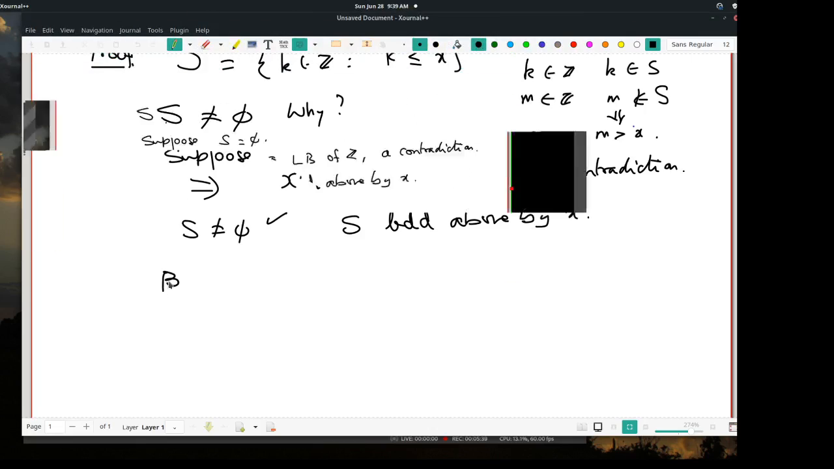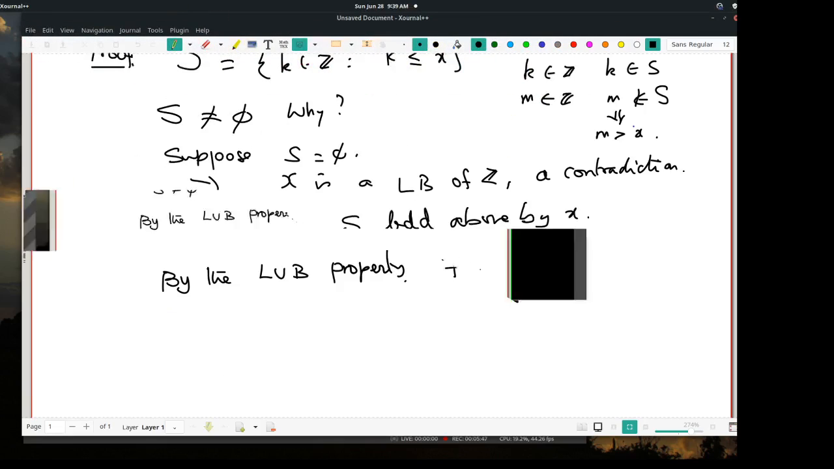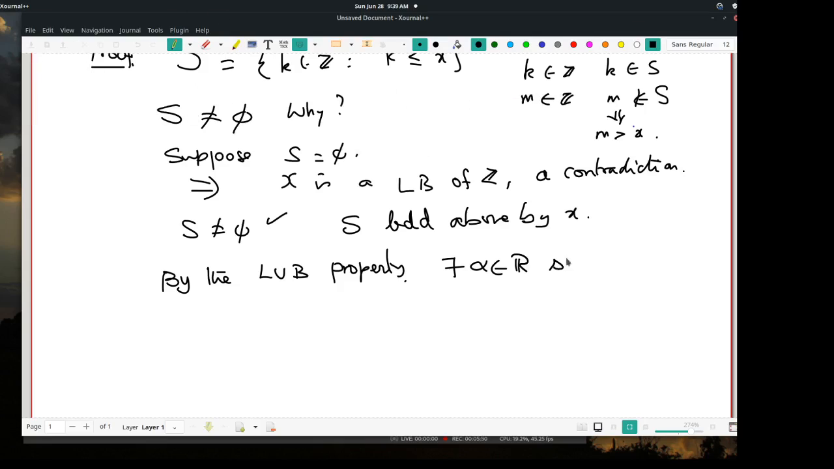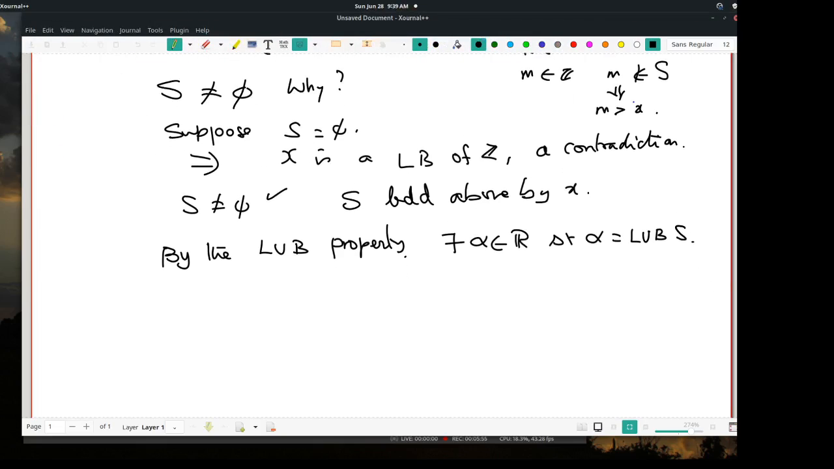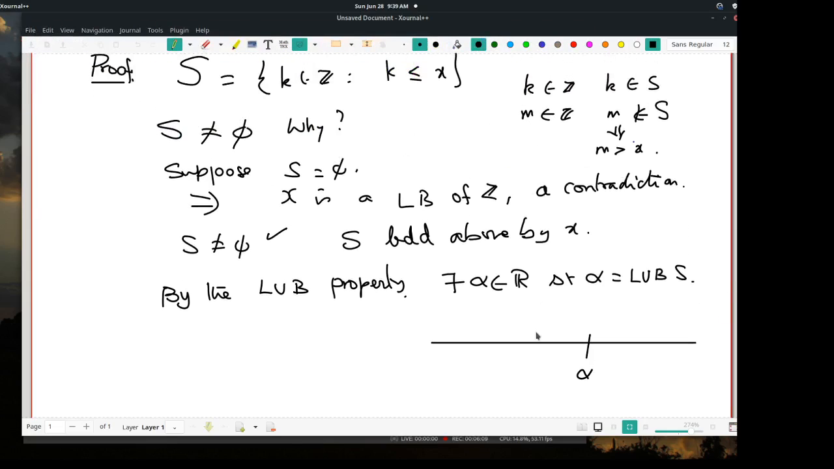Therefore, by the LUB property, there exists a real number alpha such that alpha is the LUB of S. Right. This is my alpha. Now, we have to produce m from here using this alpha. Notice that intuition will tell you again, if I have a subset of integers which is bounded above, intuitively the maximum exists.